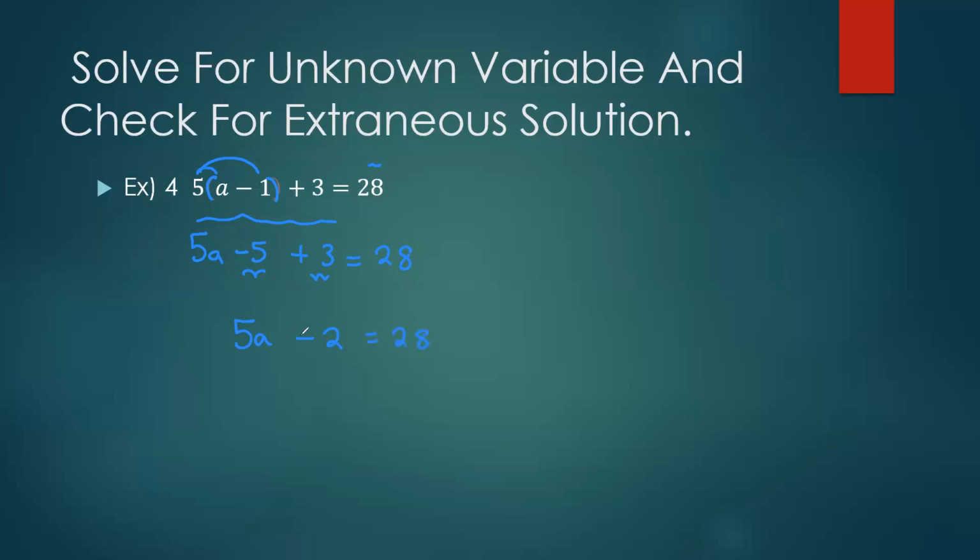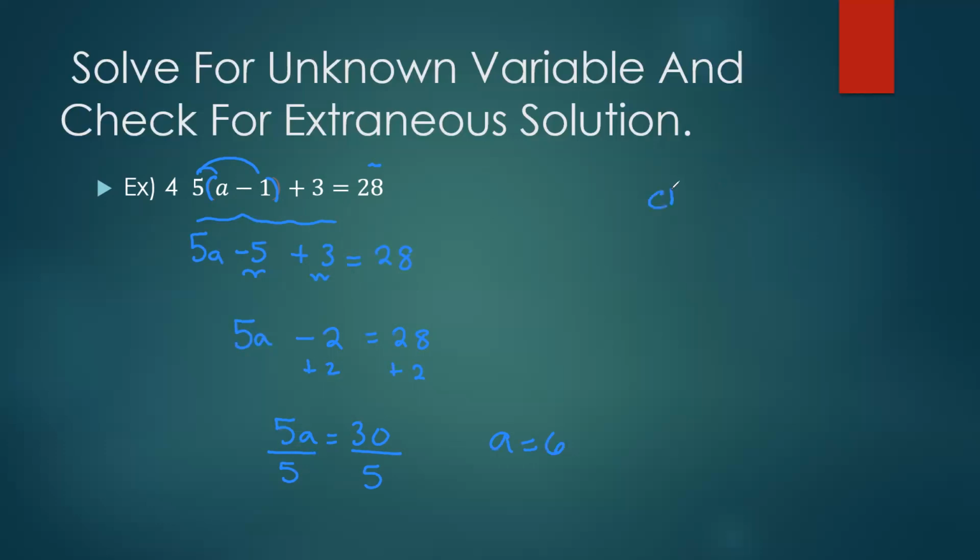Okay. The next step is get all the constants on one side. So I'm going to move this -2 to the right by adding 2. So I get 5a equals 30. Solve for a. So I'm going to divide this by 5, and I get a equals 6.